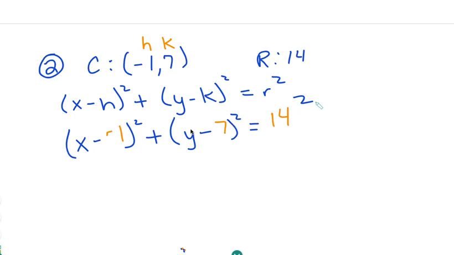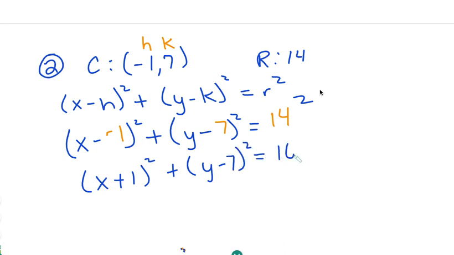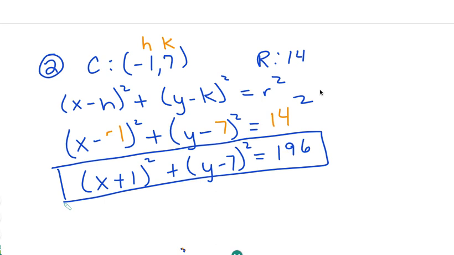Now I'm going to look to see if there's anything that I can simplify. I can simplify this binomial, and I can simplify the radius squared. So this is going to become (x + 1)^2 + (y - 7)^2 = 196. So the equation of the circle with a center of (-1, 7) and a radius of 14 will be this equation for the circle.